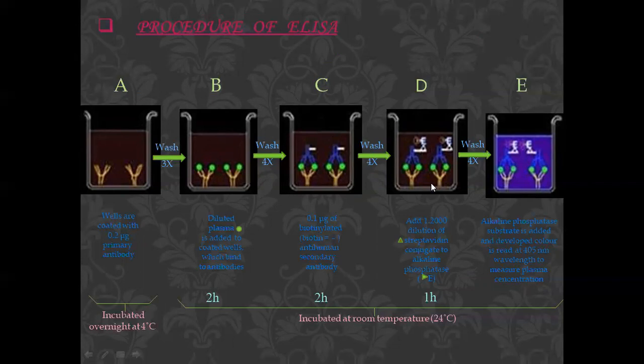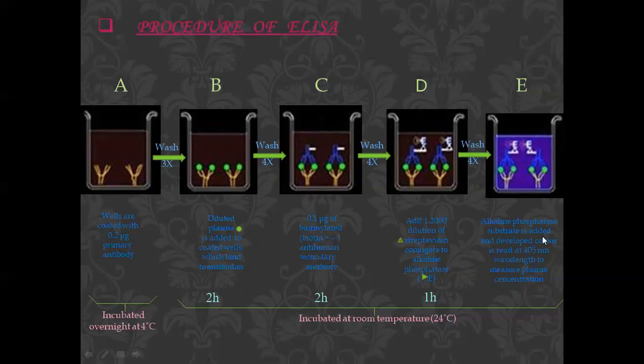After washing, add the streptavidin conjugated to alkaline phosphatase, at a 1:2000 dilution of this concentration. After adding this, we check for the color change.